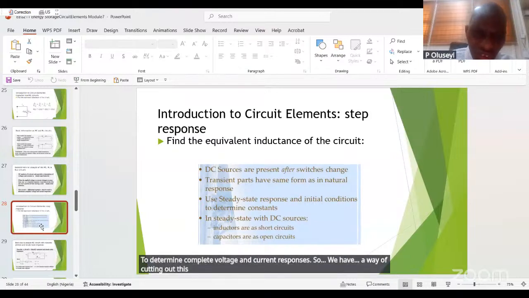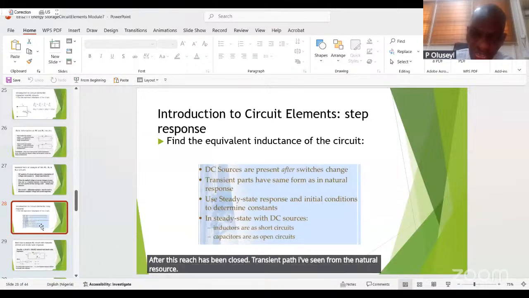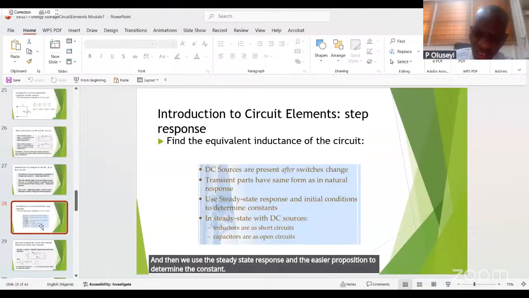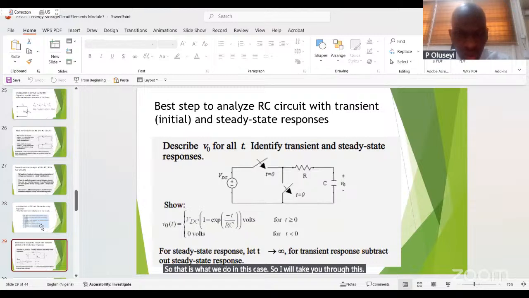When you have a DC source, after the switch has been closed, the transient part has the same form as the natural response. And then we use the steady state response and the initial condition to determine the constant. So that is what we do in this case. I will take you through this. This is a typical worked example.